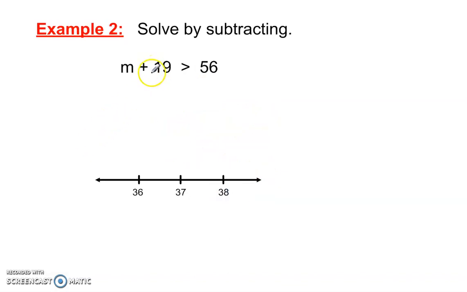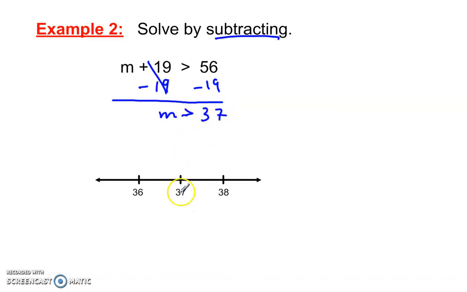m plus 19. If we want to solve by subtracting, if I'm doing plus 19, I need to do the inverse operation. That means minus 19. Cancel this out. m is greater than 37. Now 37, again, in the middle of my graph, one number to the left, one number to the right. Notice that my variable's on the left side, so I can follow this sign. I know that the arrow is going to point that way. But if I know that means greater than, that means 37 is not a solution, so empty circle right there. But all the values greater than 37.